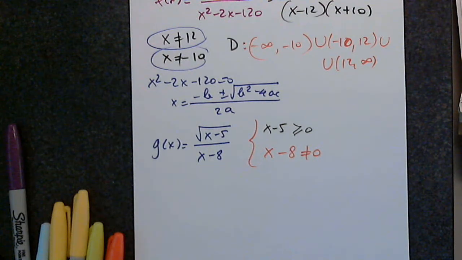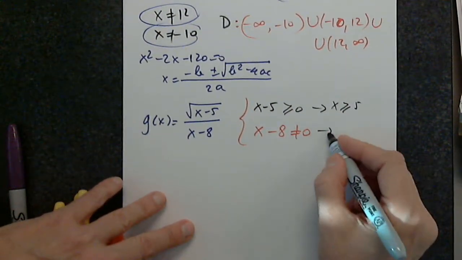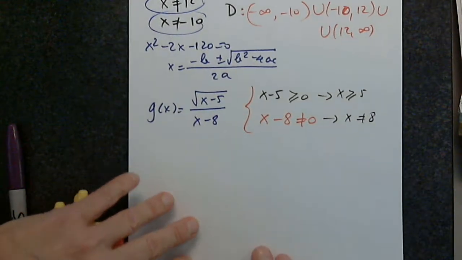Yes, because the numerator has a square root, and the quantity under the square root, no matter what it is, in this case x minus 5, must be positive or 0. Correct. Otherwise, I will not be able to take the square root from it. Correct? We know that? Good. So then I solve this, and I get x greater than or equal to 5. And I solve this, and I get x not equal 8.